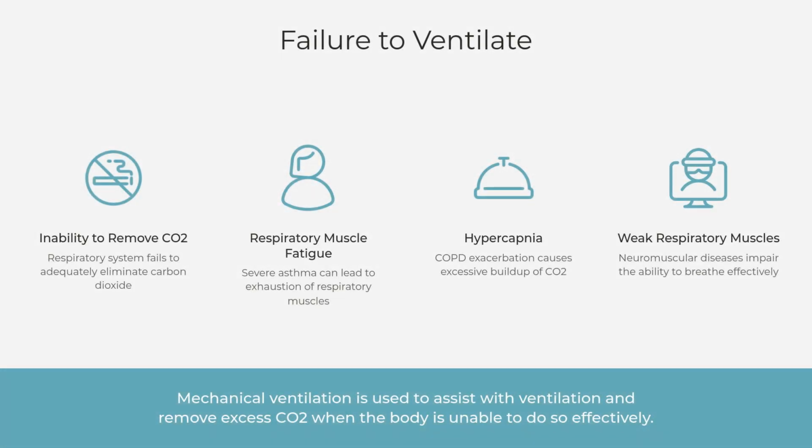Failure to ventilate. Failure to ventilate means a patient can't expel CO2, leading to hypercapnia and respiratory acidosis. In severe asthma, prolonged bronchospasm exhausts respiratory muscles. Patients may hyperventilate initially but tire, causing CO2 to rise. A COPD exacerbation traps air due to obstructed airways, reducing effective ventilation and elevating PCO2, often seen with confusion or drowsiness. Neuromuscular diseases like Guillain-Barré syndrome weaken diaphragm and intercostal muscles, impairing tidal volume.